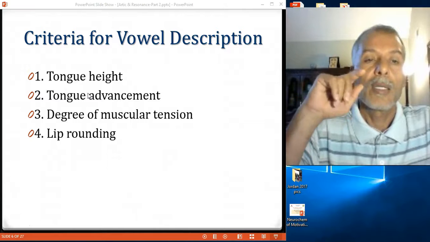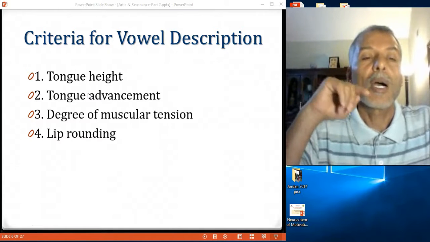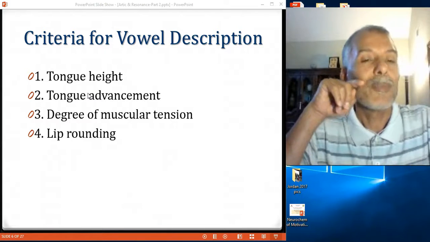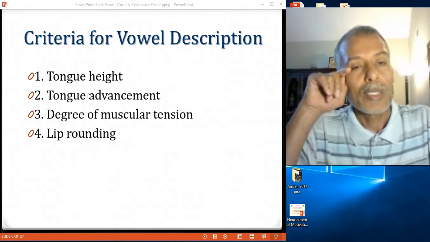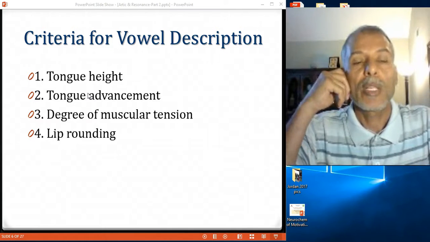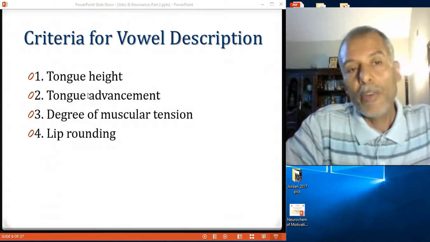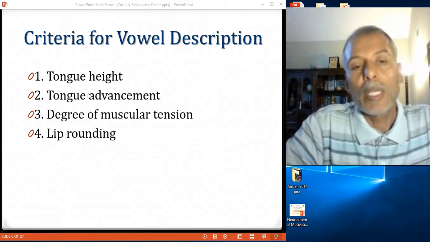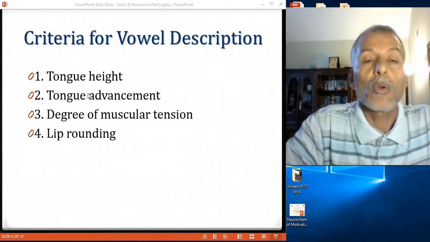And then we speak about tongue height. Is the tongue low? Is it in the middle? Or is it high in the oral cavity? So these two things. And then we look at the degree of muscular tension. We say, is the sound tense or lax?